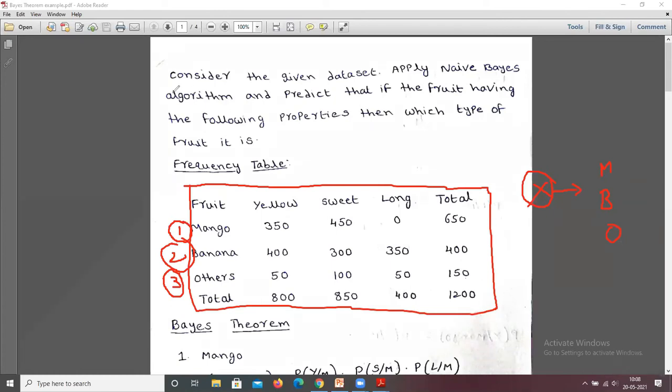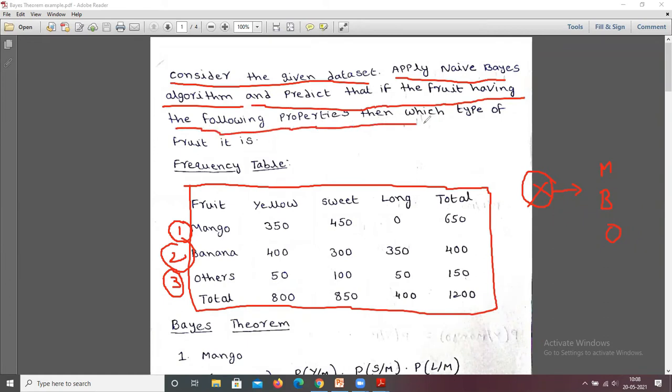Okay, so consider the given data set, apply the Naive Bayes algorithm, and predict, if the fruit has the following properties, which type of fruit it is. That means, this is the data set. Now this X belongs to the first category or second category or third category. We are going to predict this X based on the Naive Bayes algorithm. Okay, these are the values.